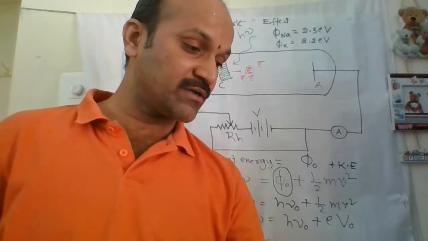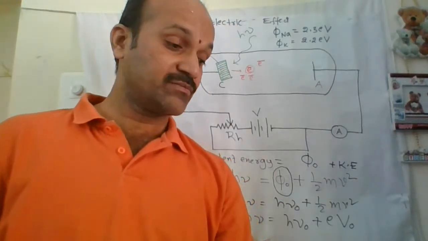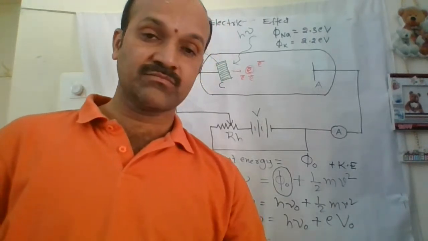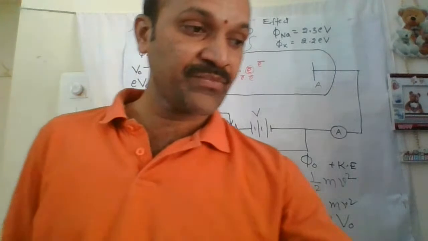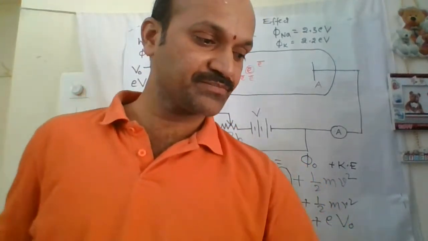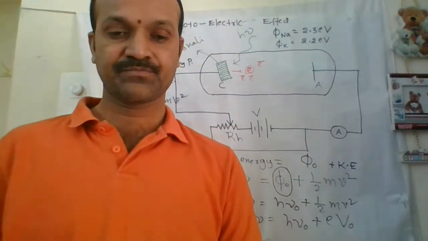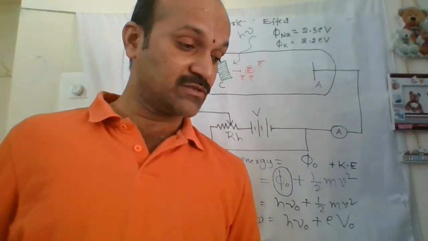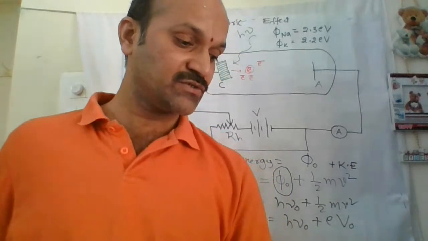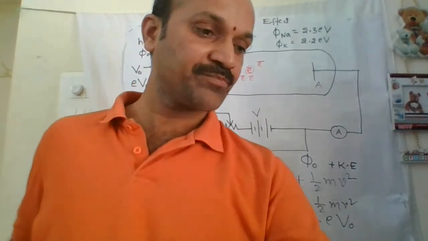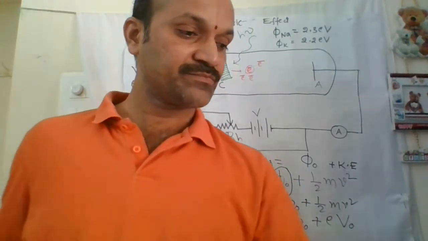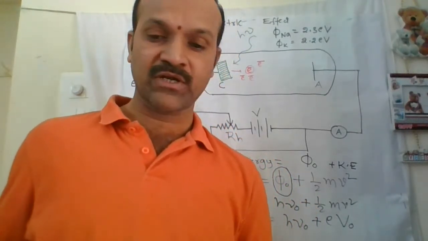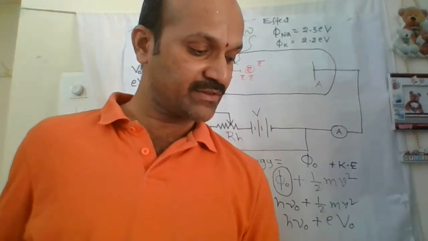One more important thing is the characteristics of the photoelectric effect. This, in terms of graphs, we discuss. First one we'll discuss is the effect of potential on photoelectric current.